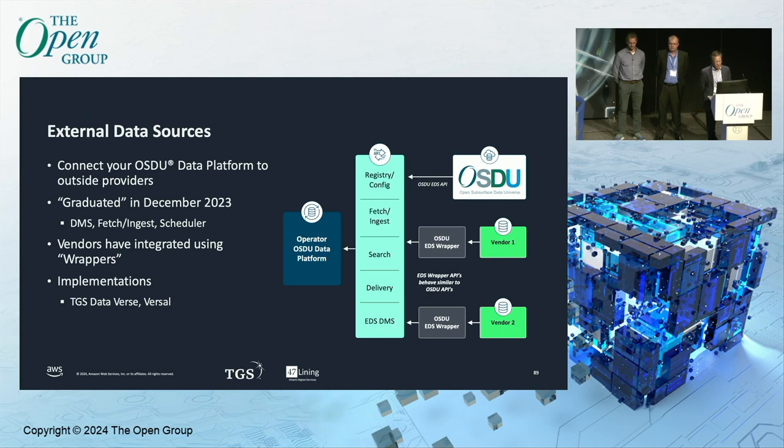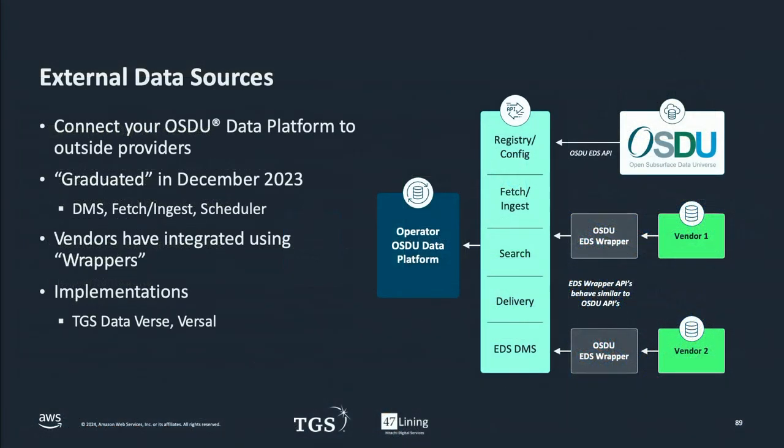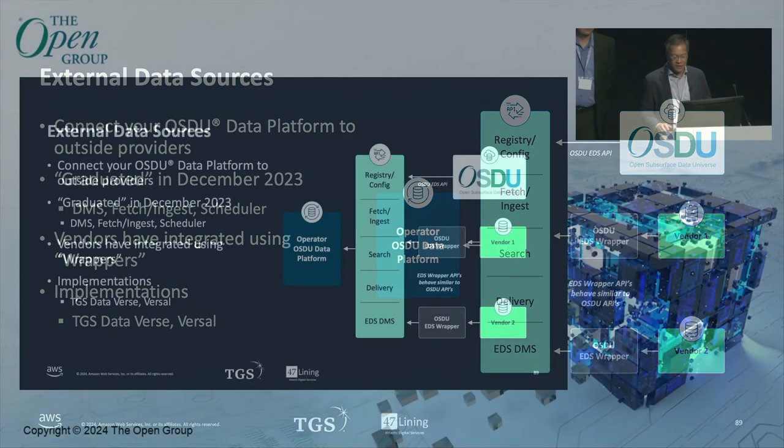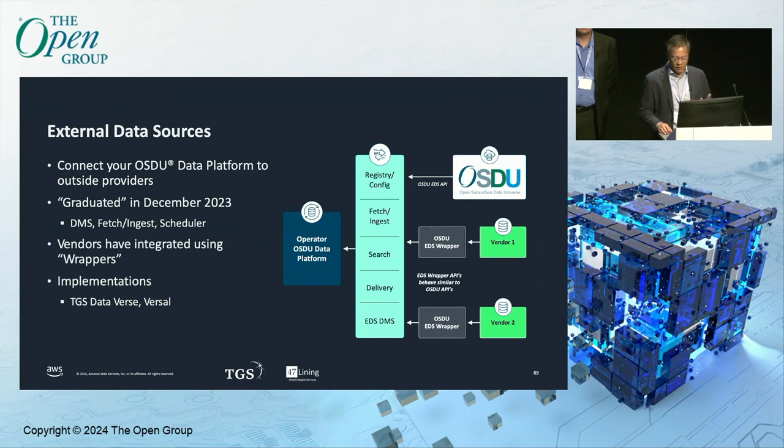The two wrapper implementations that I have been involved with are TGS Dataverse, and Versal. Dataverse is TGS's data management as a service platform. It allows you to host your multi-client and proprietary seismic and well data in our data lakes, and then exposes services for you to use. Versal is a collaboration between CGG, PGS, and TGS, and it's basically a seismic ecosystem. Both of those have implemented EDS wrappers to allow you to communicate with our services from your OSDU.